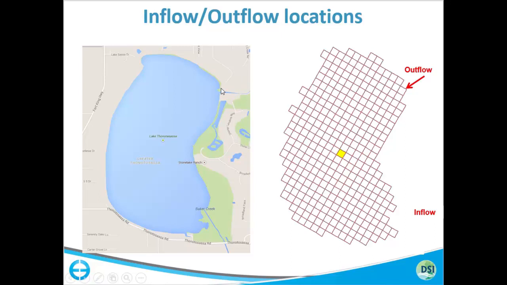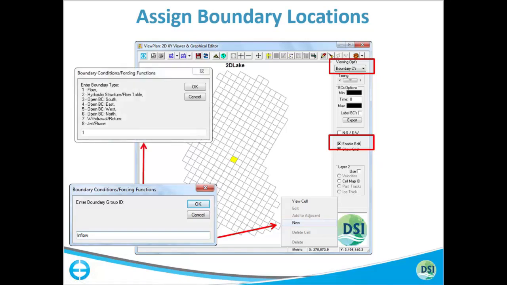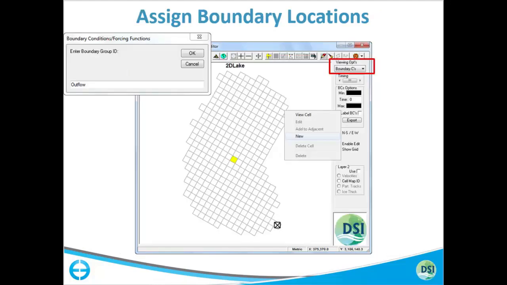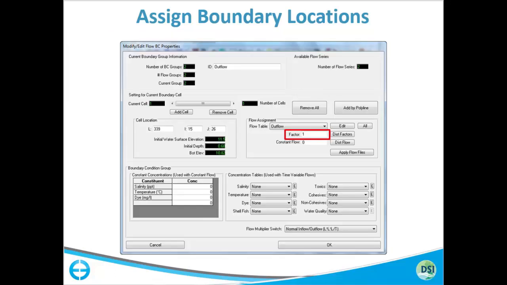So we'll assign the location for inflow and outflow. Create a new boundary by using new. When you're in the boundary condition viewing option, both of them will be the flow boundary. So you'll use one, and again go to your flow assignment window and assign the inflows. Then create a boundary condition for the outflow. It will be the same type, so 1. So you assign your outflow boundary here.